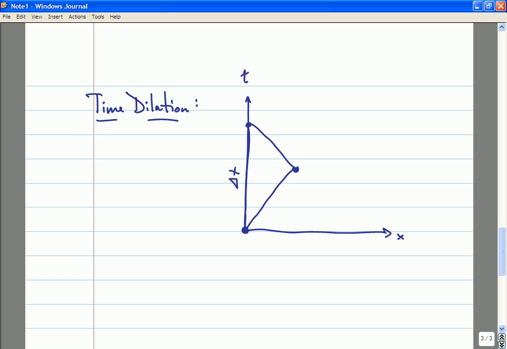So, for example, twin 1, who's at home, the amount of time elapsed is just equal to delta t, because delta x would be equal to 0 for this trajectory at constant velocity connecting those 2 points.